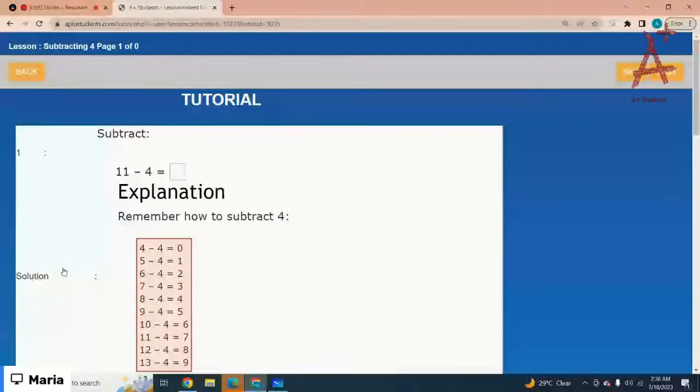So the question you are given is 11 take away 4. You can have a look on the table. So 11 take away 4 is 7. So the correct option is 7. Let's just look at the other example, that is 8 take away 4.